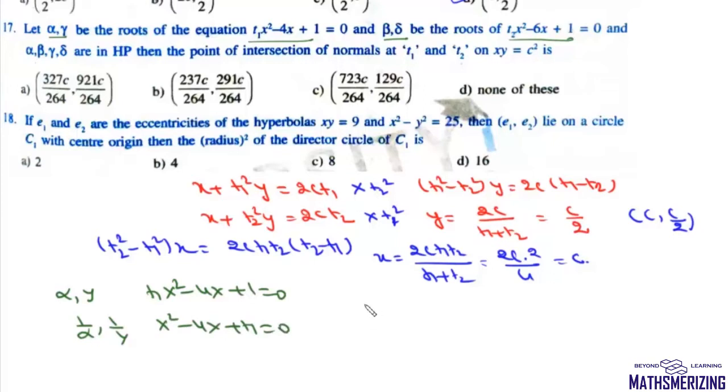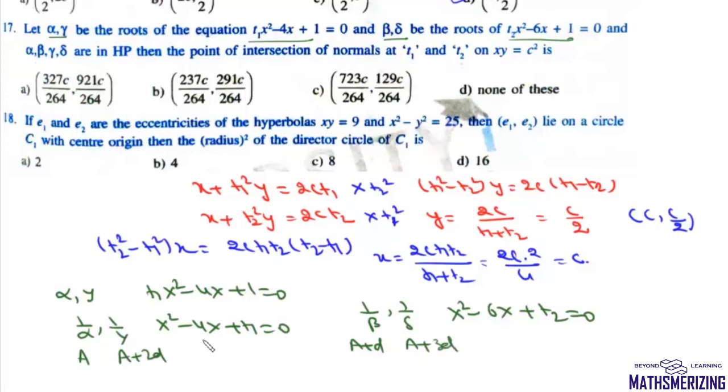And in the same way, 1 upon beta and 1 upon delta are the roots of the equation x square minus 6x plus t2 equals 0. Now it is given that alpha, beta, gamma and delta are in HP. If alpha, beta, gamma, delta are in HP, then 1 upon alpha, 1 upon beta, 1 upon gamma and 1 upon delta are in AP. Now suppose this is first term of AP, A, this is A plus D, this is A plus 2D, and this is A plus 3D.